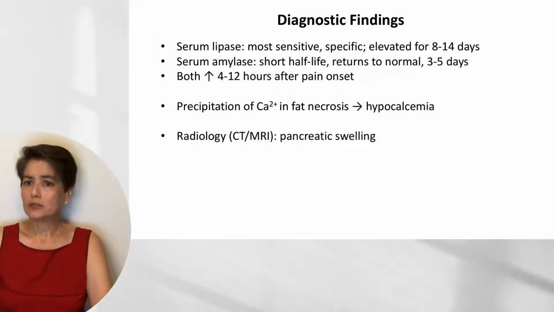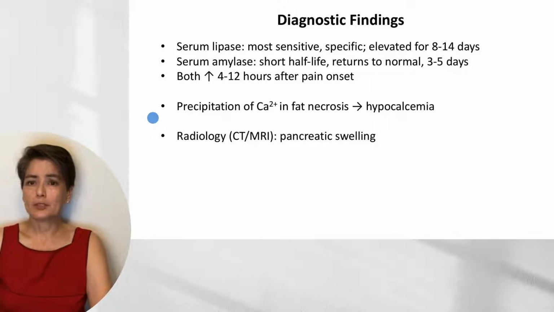So how do we make a diagnosis of acute pancreatitis? The most sensitive and specific test you should employ is serum lipase. It tends to be elevated for 8 to 14 days. Now, historically, serum amylase has been used, and you'll see some of the older physicians may still order this. Serum lipase is the indicated test. Serum amylase has a short half-life and returns to normal in 3 to 5 days. So if you are given a choice of one test to order, lipase is the one to go for. Now, both of these will be elevated about 4 to 12 hours after pain onset.